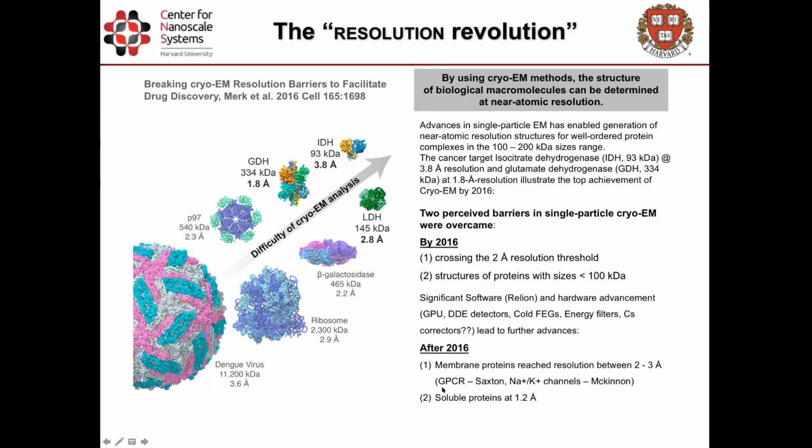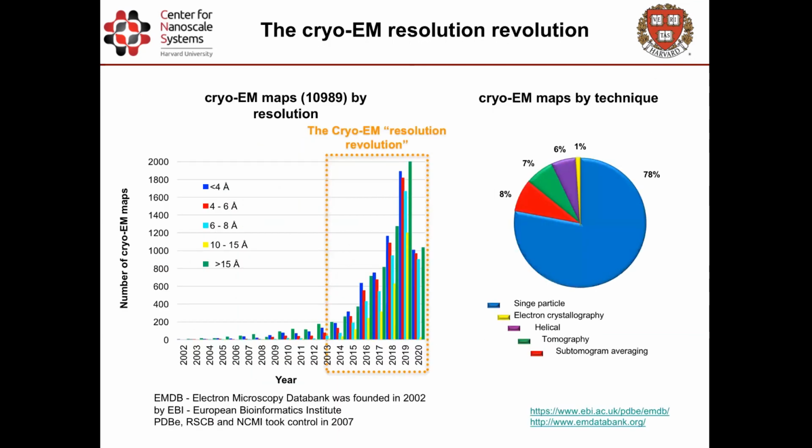And also, what we achieved is 1.2 angstrom resolution for soluble proteins below 300 kilodalton in size. Above 300 kilodalton, it's quite easy to do single particle if you have a good purification. I have a couple more slides to illustrate the resolution revolution.